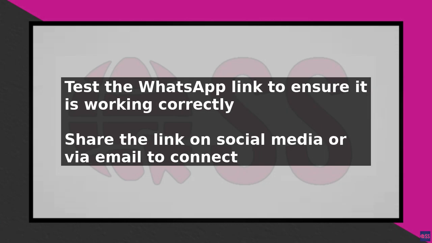Best practices for creating WhatsApp links include keeping your phone number and message up to date, and using a clear and concise message that reflects the purpose of your link. You should also test your link to ensure it is working correctly before sharing it with others.